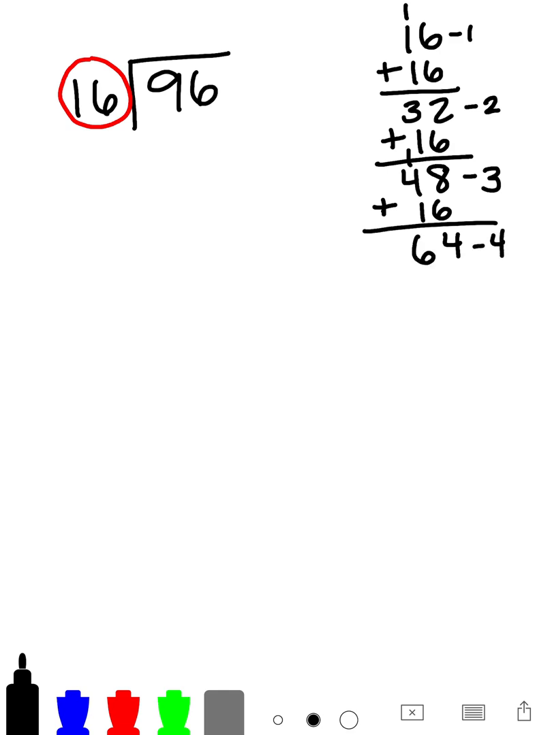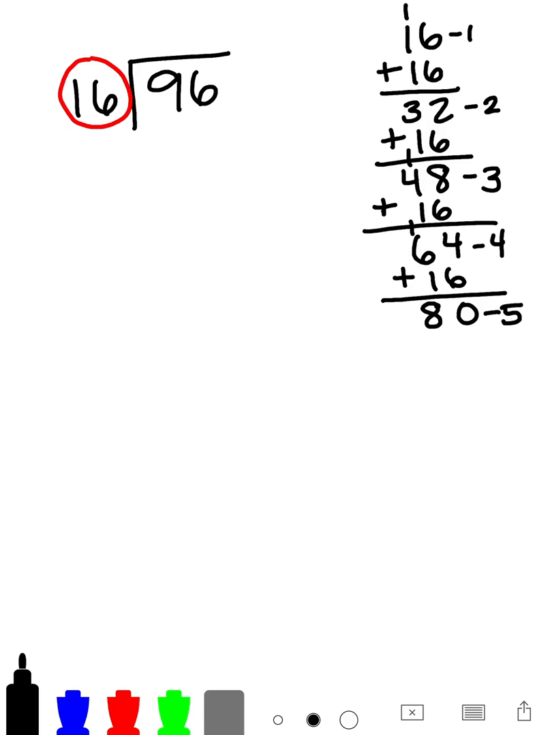4, 5, 6, 64. So that tells me that 16 times 4 is 64. And I'm going to add it one more time for safe measure because I should always do it at least 5 times. So that gives me 80. So that tells me that 16 times 5 is 80.